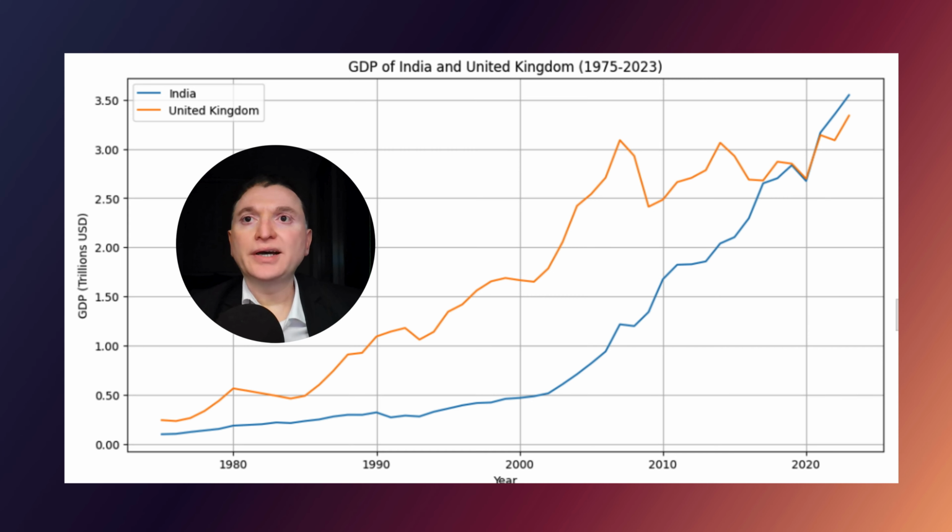You can see the two lines, one line in blue, that's India's GDP, and the line in orange, that's UK's GDP. And based on that, you can see a couple of decades ago, there was a big divide between UK's GDP and India's GDP. But in the last recent years, you can see they have been very, very close. And in the last year or so, you can see that India has surpassed UK's GDP.